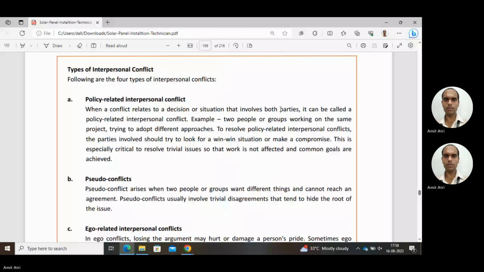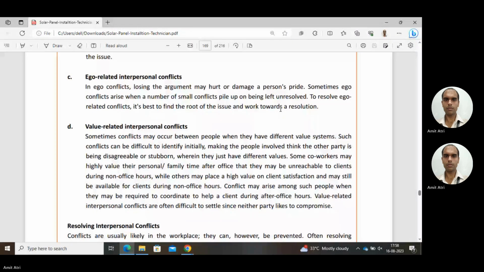To resolve ego-related conflict, it's best to find the root of the issue and work towards the resolution. So again, try to identify the root, then try to resolve it. The fourth type is value-related interpersonal conflicts. Sometimes conflicts may occur between people when they have different value systems. Such conflicts can be difficult to identify initially, making the people involved think the other party is being disagreeable or stubborn.